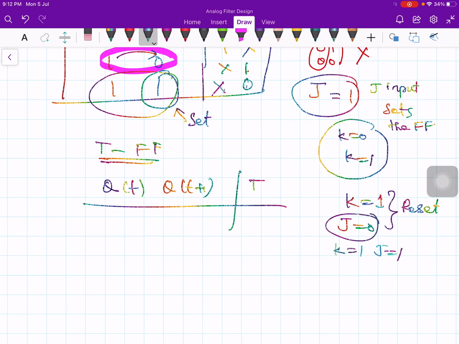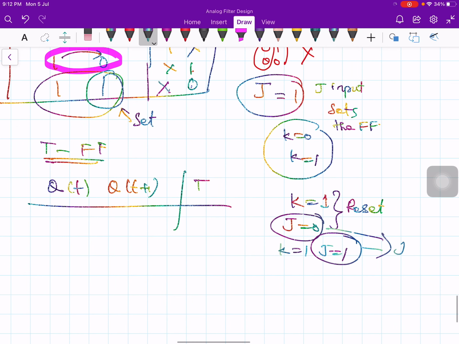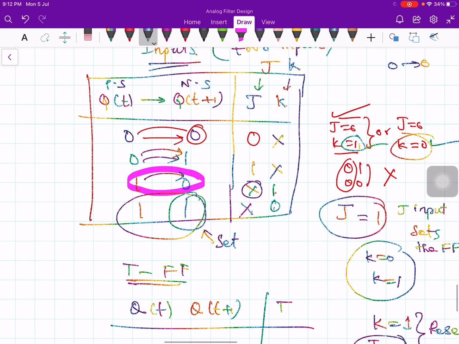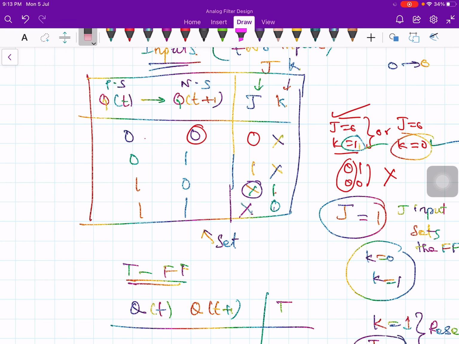Now J is 0, J is 1. This implies J can take the value of don't care. So that is why I put don't care here. So this is called the excitation table of the JK flip-flop. Therefore 0 to 0 is 0X, 0 to 1 is 1X, 1 to 0 is X1, 1 to 1 is X0. That's all. So this is the excitation table.